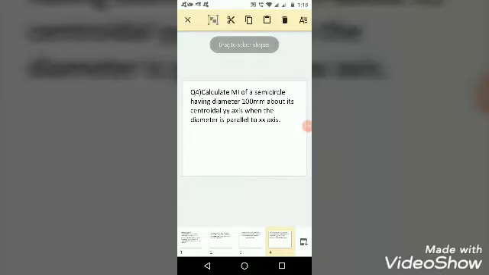Calculate moment of inertia of a semicircle having diameter 100 mm about its centroidal yy axis when the diameter is parallel to xx axis. Here the diameter is parallel to xx axis, so the base would be the diameter in horizontal direction. Fine, you have to find Iyy.